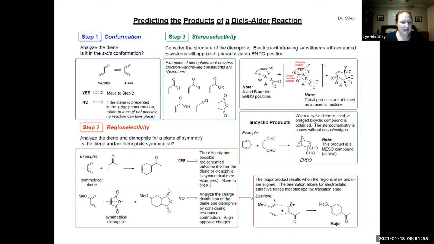Regioselectivity is step 2 on the handout that I provided to you on Canvas. So once your diene is in an S-cis conformation, you need to analyze for the presence of internal planes of symmetry on either the diene or the dienophile. If one exists, then we don't need to worry about regioselectivity because it won't be an issue and only one possible regioisomer is possible. If there is no plane of symmetry on either the diene or dienophile, then we need to locate partial charges to align them in order to predict the major regioisomer. In either case, we are then going to move on to step 3, which is stereoselectivity.